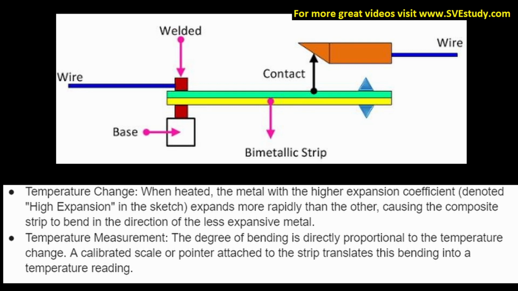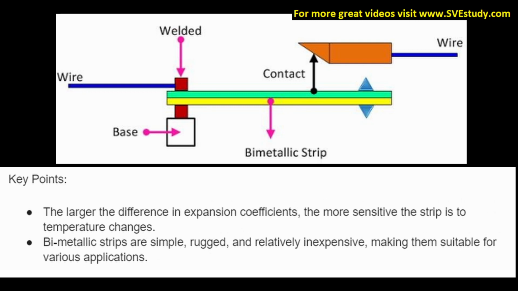Temperature measurement. The degree of bending is directly proportional to the temperature change. A calibrated scale or pointer attached to the strip translates this bending into a temperature reading. Key points. The larger the difference in expansion coefficients, the more sensitive the strip is to temperature changes. Bimetallic strips are simple, rugged, and relatively inexpensive, making them suitable for various applications.